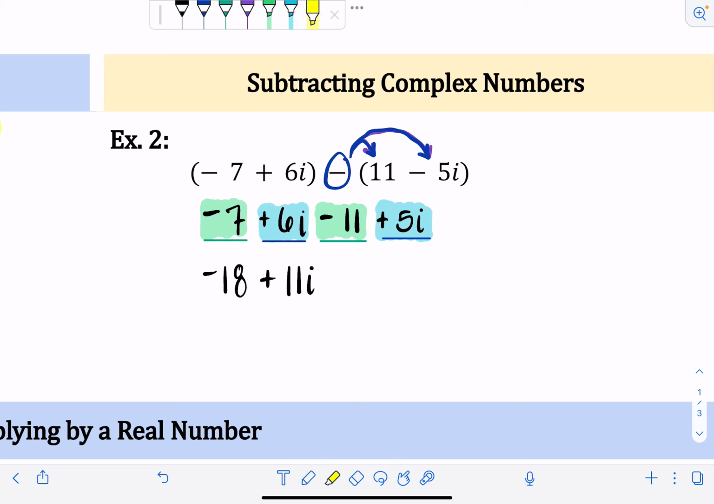And then just double check that it's in standard form. I have my real part first, my imaginary part second, so it is in standard form. So our final answer is negative 8 plus 11i. Sorry, negative 18 plus 11i.